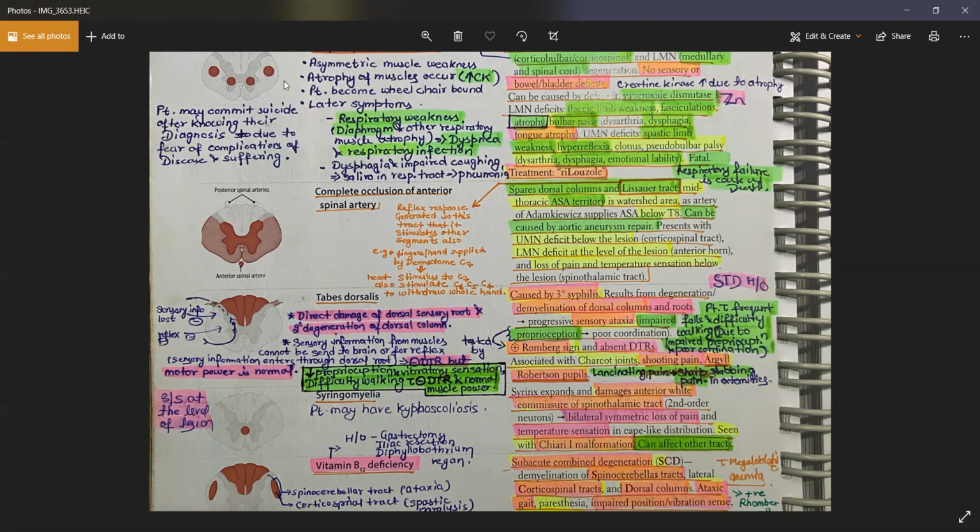So you will have a sparing of the dorsal columns. That means you can still have proprioception. You won't have any Romberg sign, because I told you whenever you have a loss of proprioception or loss of cerebellum function, you can have a Romberg sign, right? So you won't have any Romberg sign in that. Okay. And what about this Lissauer tract?